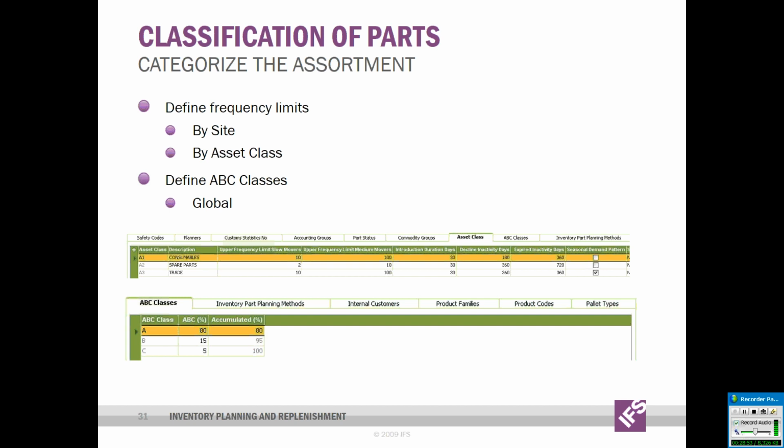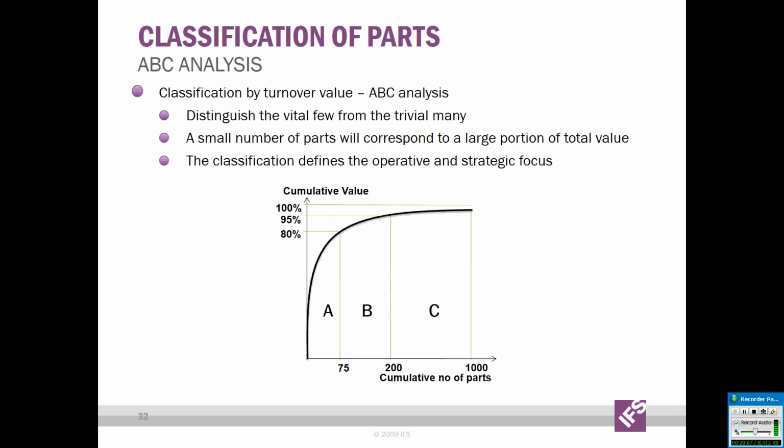So we can categorize by site, by the asset class, and then we can define our ABC classes globally. So you have, of course, the ABC class, we have our part planning method, and so on. If we take a look at ABC, it's the standard Pareto. What we're trying to figure out here is which ones are A's and B's and C's, because these are the really important parts that we have to make sure we don't run out of. Sometimes many C parts are critical, but they just don't have the expense or the use of other parts. So there's a planning method for each one of these. The classification defines our focus in IPR. And here's how that works.